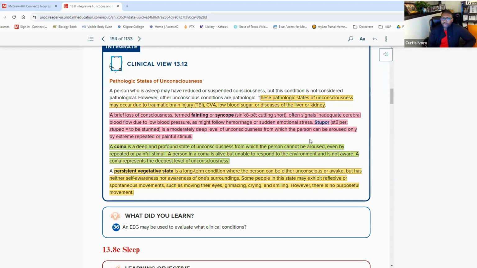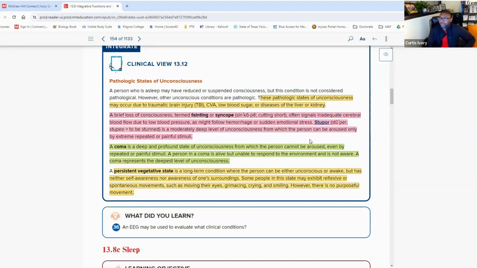Stupor, however, is actually a deep level of unconsciousness, where the person has to really be slapped out of it. Like you've seen in movies where people faint, but then they have to slap them to wake back up. That would be stupor. A coma is a deep state of unconsciousness where the person can't be aroused.